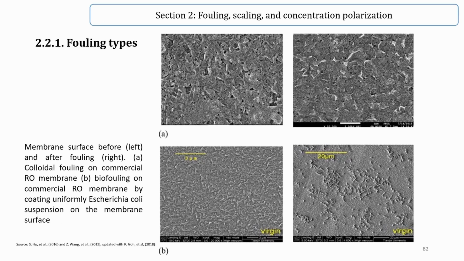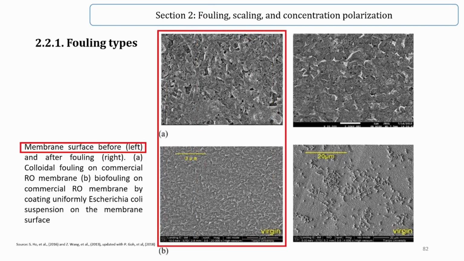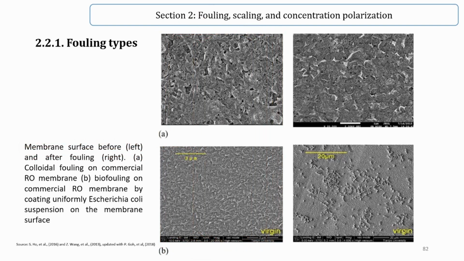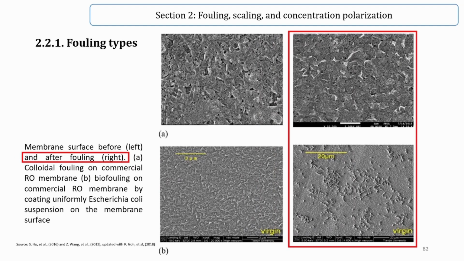One of the commonly used techniques to perform the autopsy and identify reverse osmosis foulants is electron microscopy. This image compares the scanning electron microscope image of fouled reverse osmosis membranes with respect to the surface in two different fouling mechanisms. The left images are membrane surfaces before fouling, and the right are membrane surfaces after fouling.